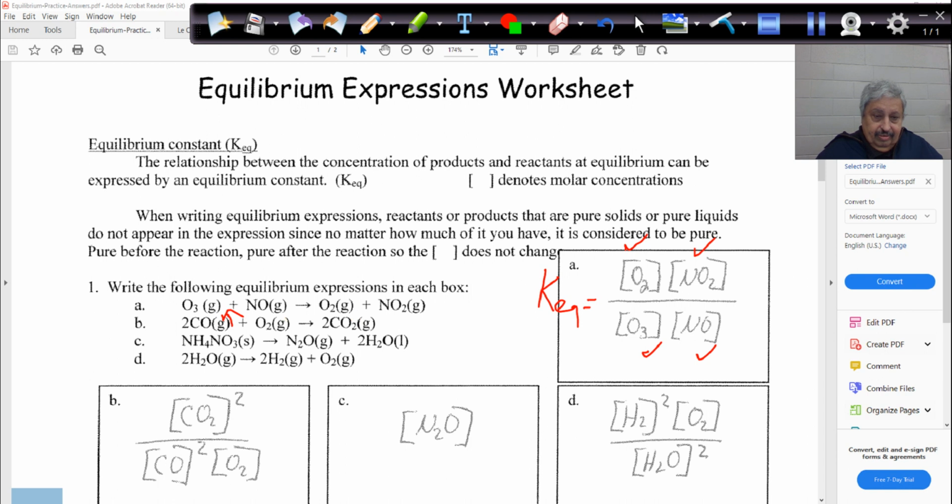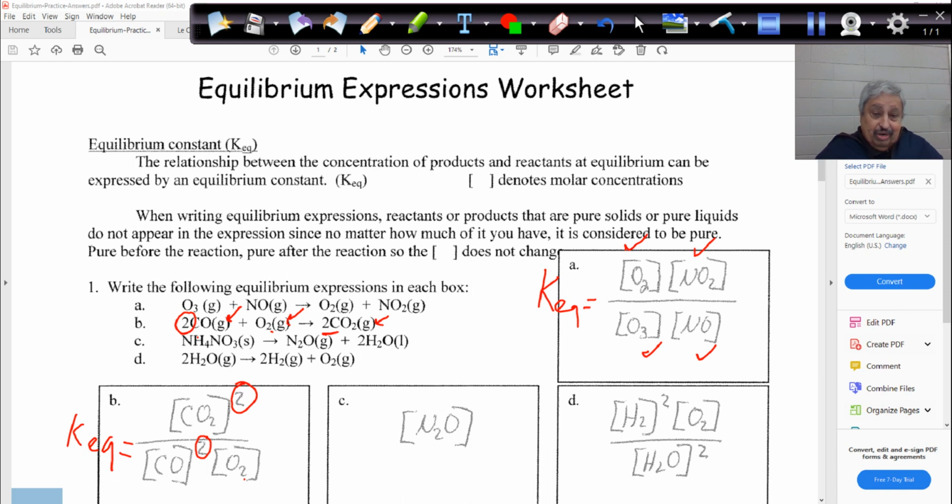Look at the B here. We have to watch all the time whether it's gas. Gas, considered. So all of them are considered. The B will be K equilibrium equal to CO2. We have 2 here, so it has to appear as an exponent, correct? O2, oxygen, is here, but carbon monoxide has 2 in front, so it will appear as 2 here. Okay, guys?